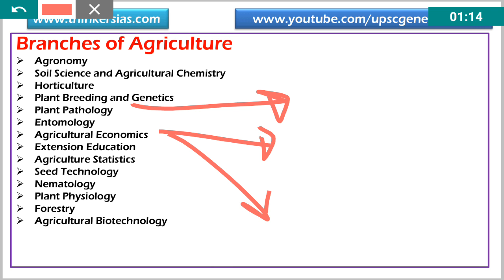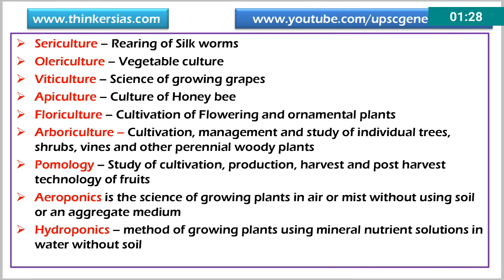Agriculture economics, extension education, statistics, seed technology, nematology, plant physiology, forestry, and agriculture biotechnology. So these are the branches of agriculture. So let's decode some of the important terms which are related to agriculture.